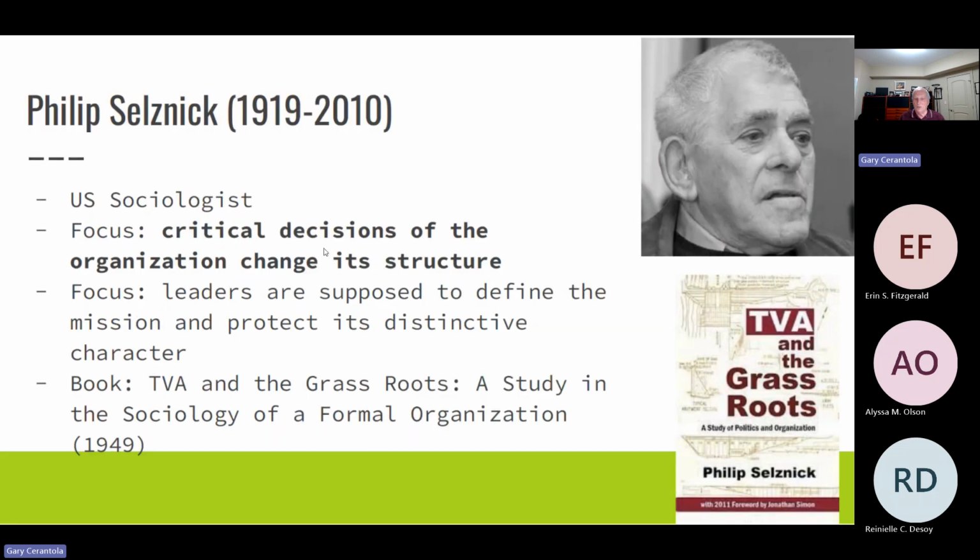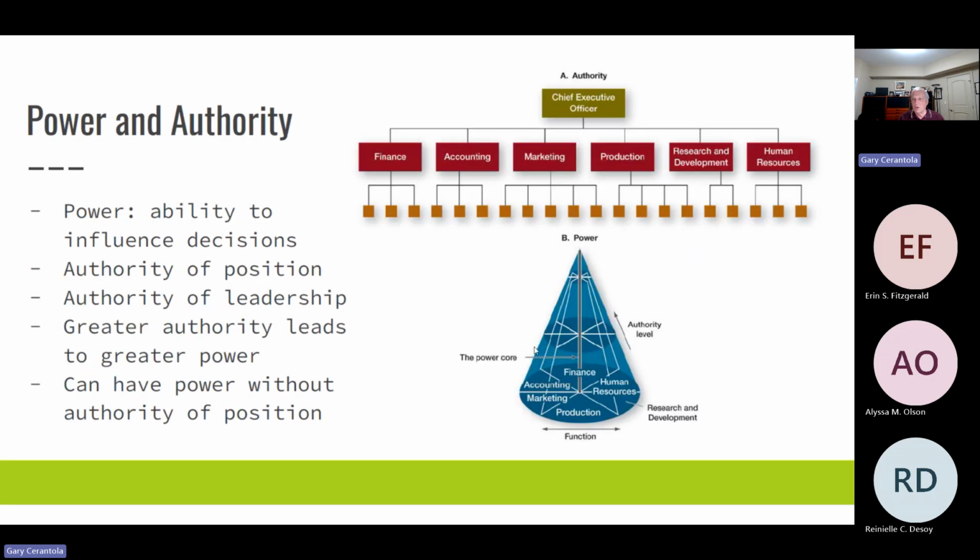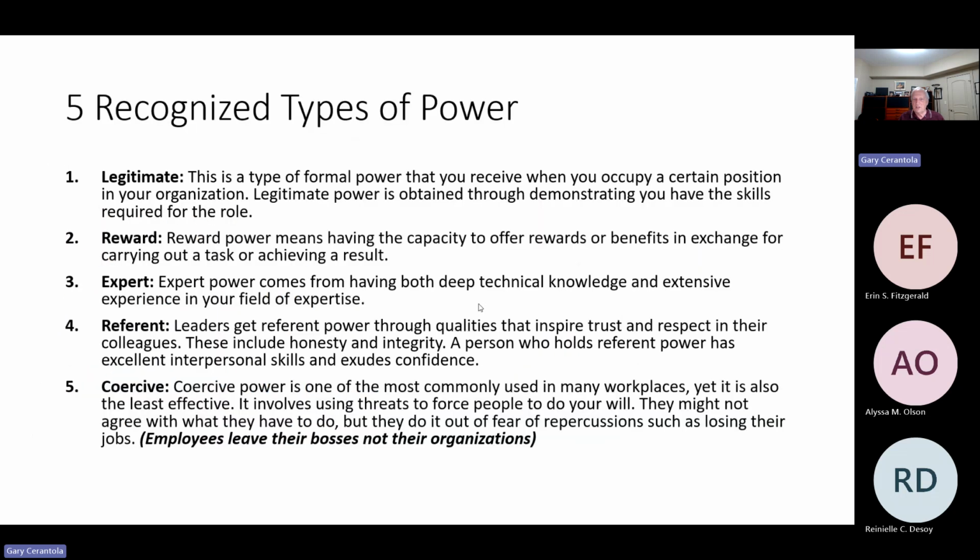Philip Selznick is really big on that in terms of, he's talking about critical decisions of the organization changing its structure. Again, so that's function, right? Critical decisions is part of strategy, and form, structure follows function, right? That's where that goes. We talked about this, Gang Plank pieces where these workers can talk to each other. This is Fayol's organizational pyramid. I'm not going to talk too much about that.